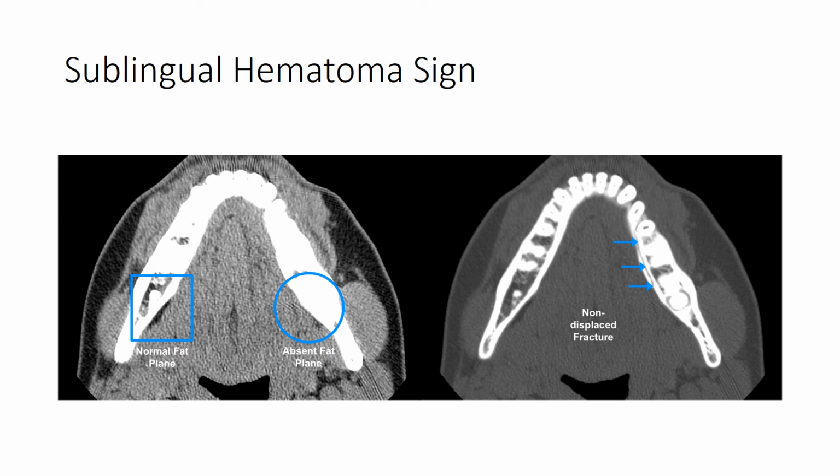Here's a figure demonstrating this sign. Both in soft tissue windows and in bone windows, you can see that there's an absent fat pad in the left posterior body, just lingual or medial to the posterior mandibular body within the floor of the mouth. And this corresponds to basically where the non-displaced fracture breaks the lingual cortex in the left body of the mandible. And this is what I'm calling the sublingual hematoma sign, and it's a sign that indicates a non-displaced mandibular fracture.